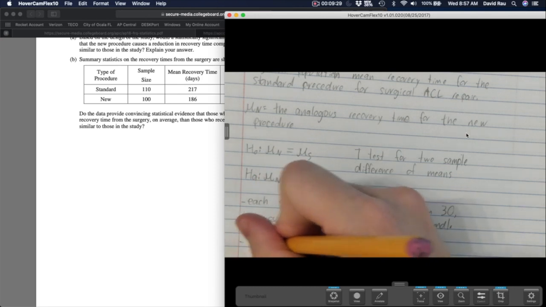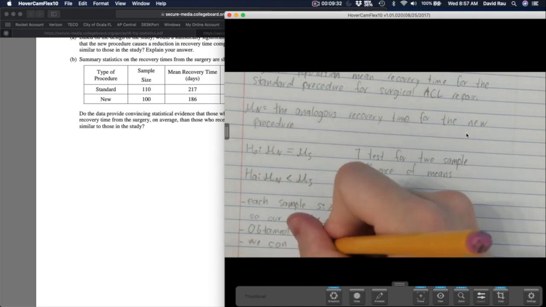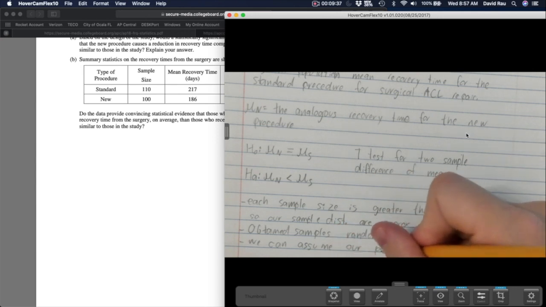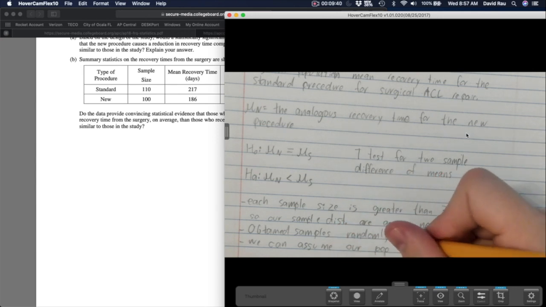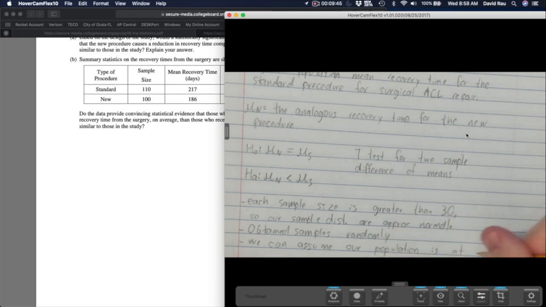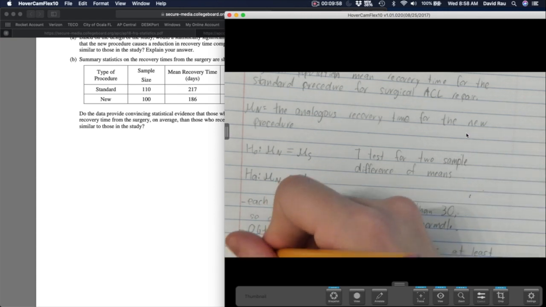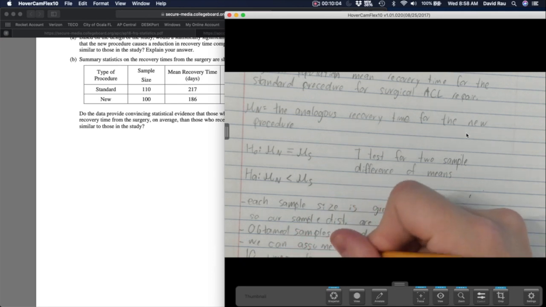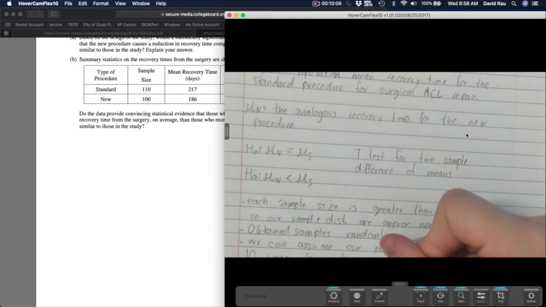And we can assume our populations are at least, I should say, because we have two populations here. Well, actually, no, we could say population is at least 10 times larger than our sample size.